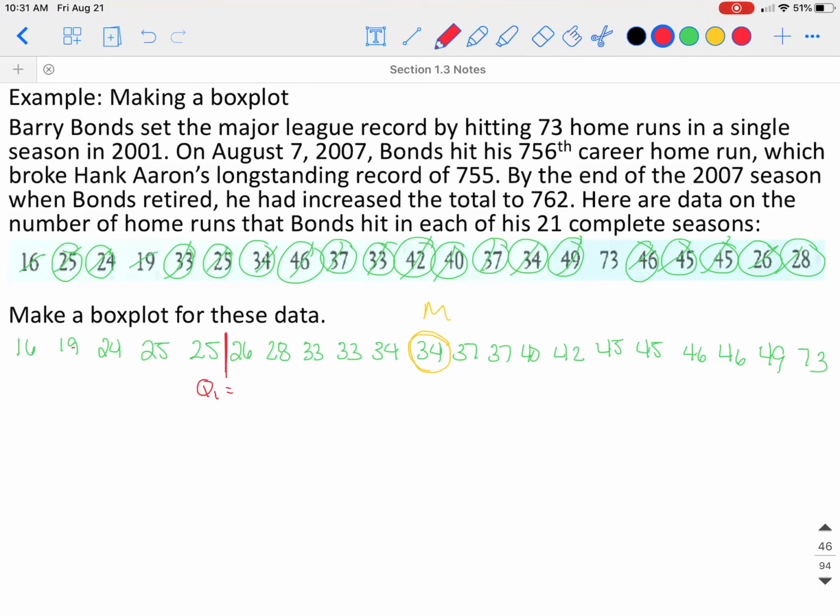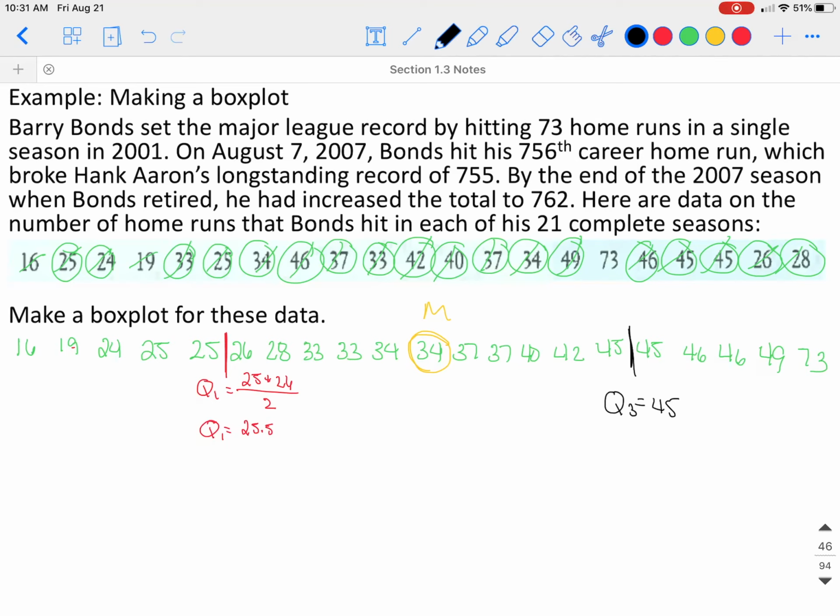So our Q1 is going to be between 25 and 26, or our Q1 is going to equal 25.5. Our Q3 will be of the data values to the right of the median, between the 5th and 6th data point. So between 45 and 45, or our Q3 will be 45.